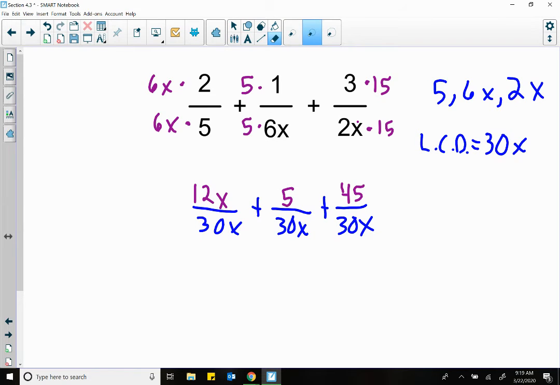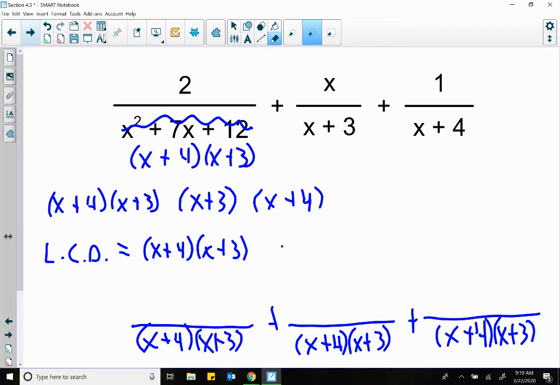Let's go over to our guy right here. So here's my denominator, x plus 4, x plus 3. Here's what I want, x plus 4, x plus 3. So they match. So there's no changing to this guy. We don't multiply this first one by anything because the denominators already match. All right, moving to the next one.